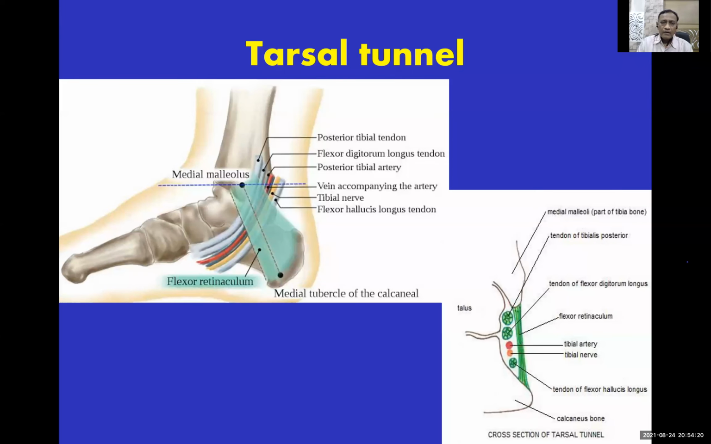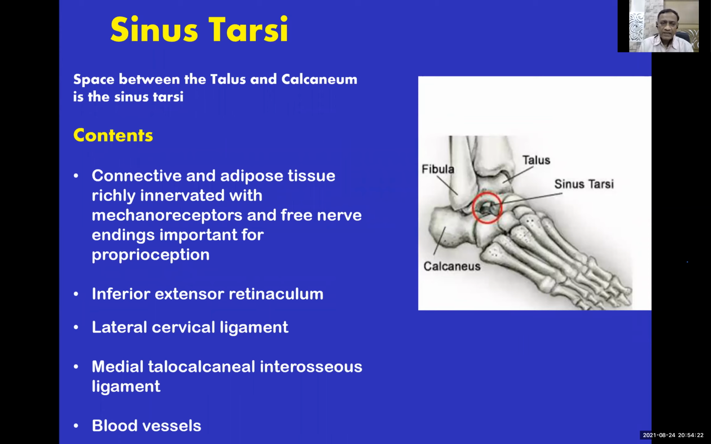Then we may ask about the sinus tarsi, which is present on the lateral side, that is space between the talus and calcaneum. And they will ask you what are the contents. The contents are adipose tissue, few ligaments attachment, and few blood vessels.